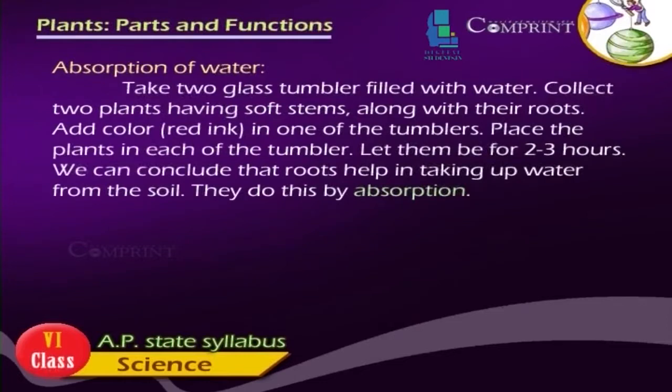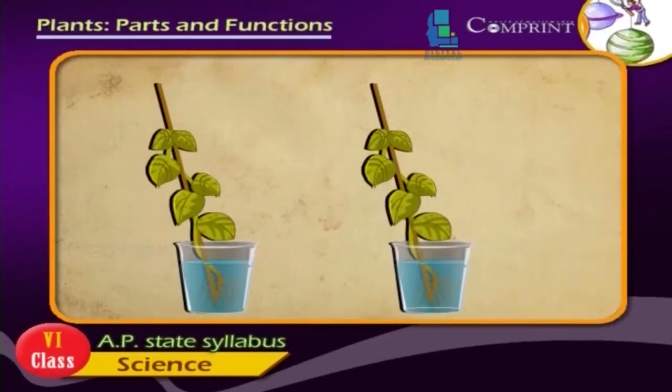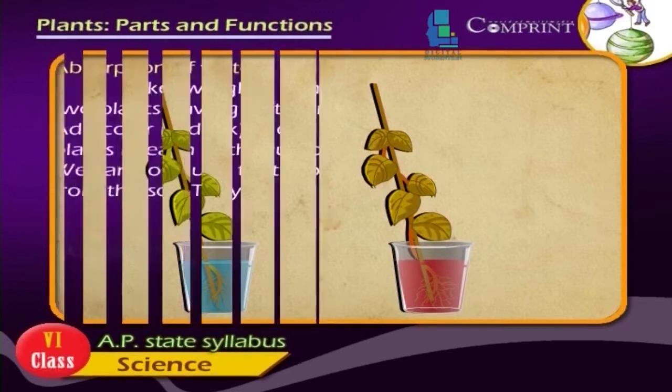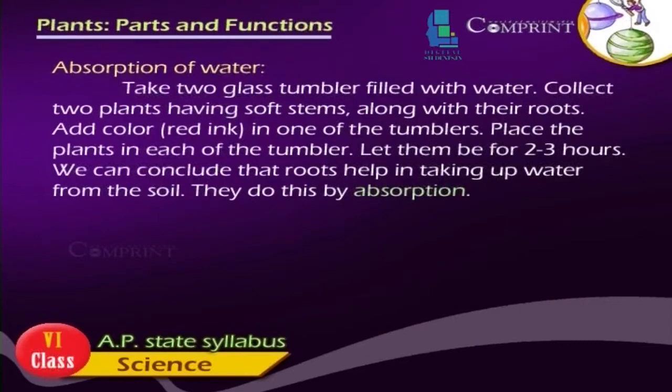Take 2 glass tumblers filled with water. Collect 2 plants having soft stems along with their roots. Add color in one of the tumblers. Place the plants in each of the tumblers. Let them be for 2 to 3 hours. We can conclude that roots help in taking up water from the soil. They do this by absorption.